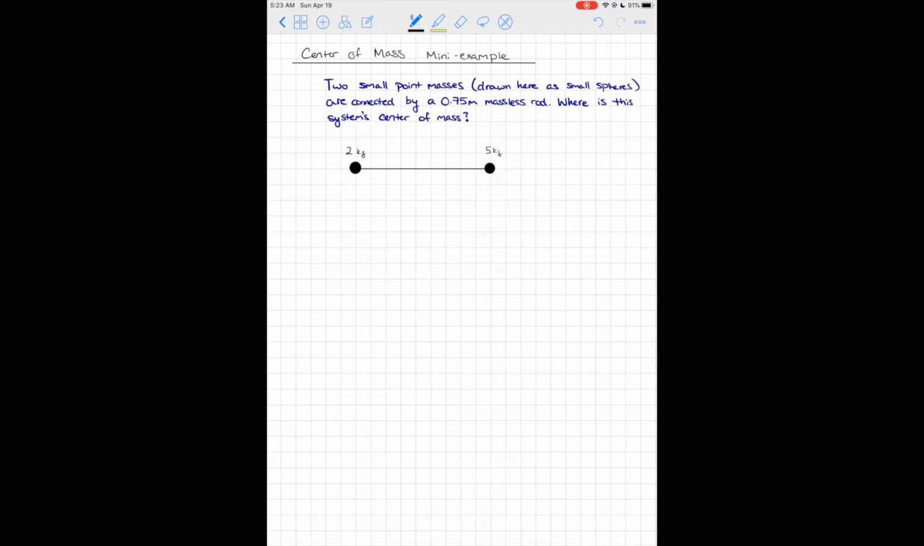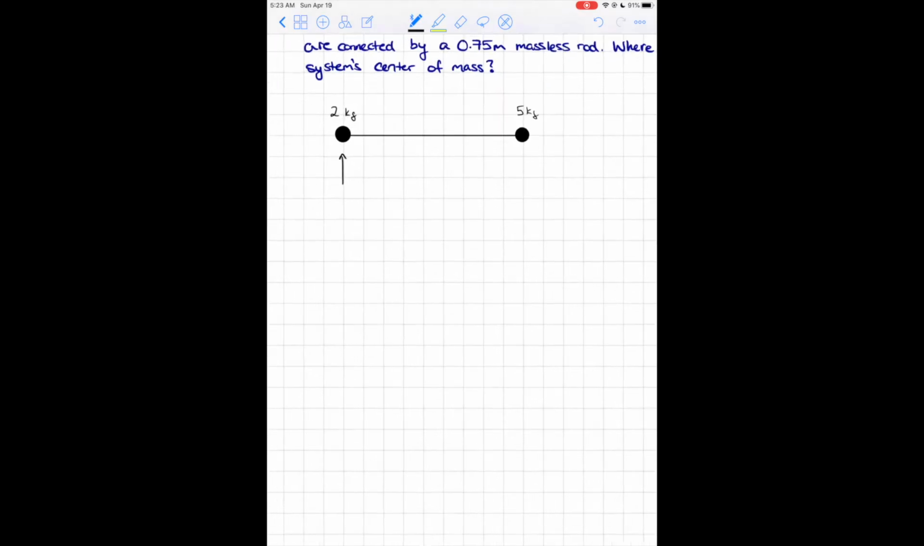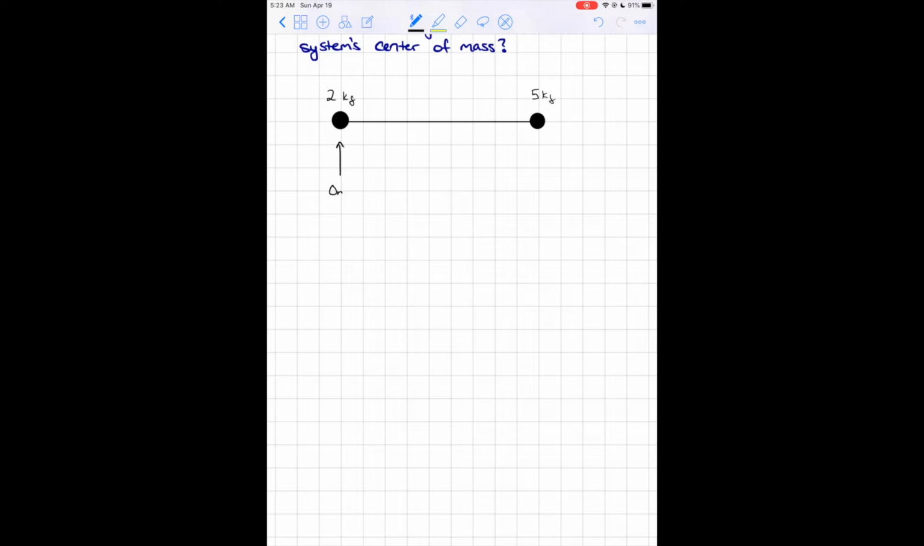So right off the bat we need to define a coordinate system. And I think it would make sense to put our 0 meters probably on our 2 kilogram mass here, just because that means that we're at positive 0.75 meters down here on the 5 kilogram mass. So the center of our system is right here. Right? The center of our system is 0.375 meters. And that is probably not where our center of mass is, right?